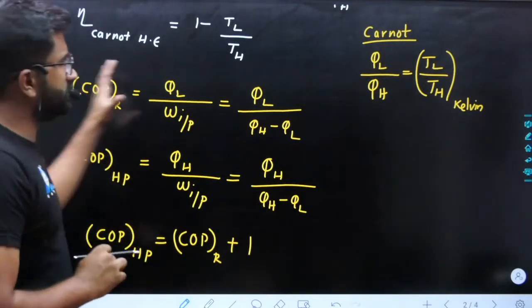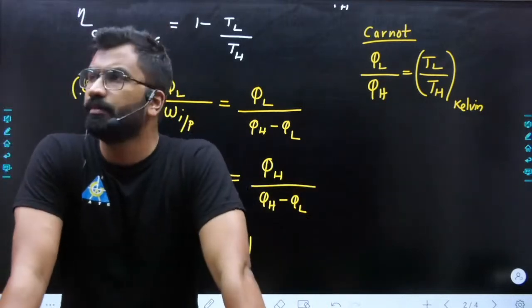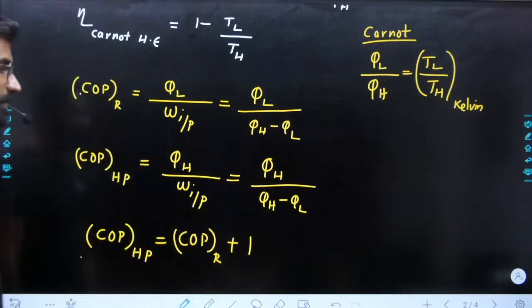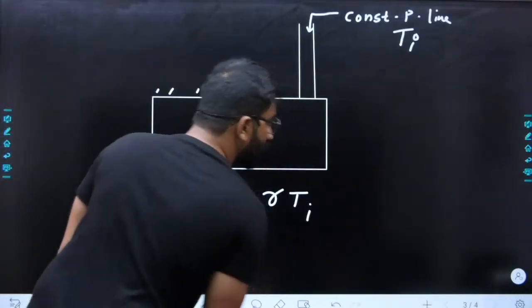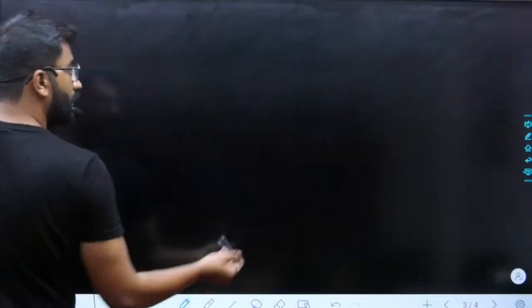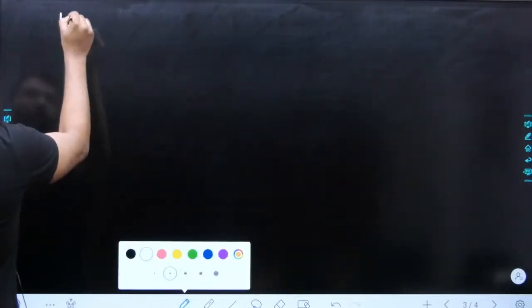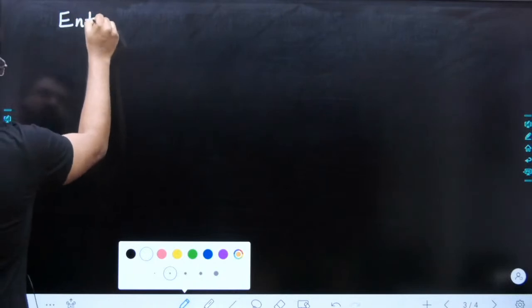So these are the maximum questions from your second law of thermodynamics. Once we finish the second law of thermodynamics, we are moving to what? We are moving to your entropy, right? In entropy, what are the important things you need to remember?